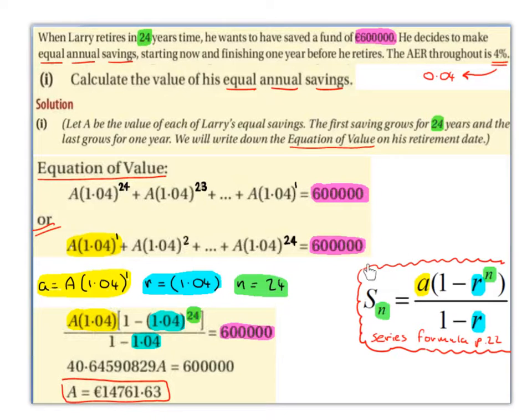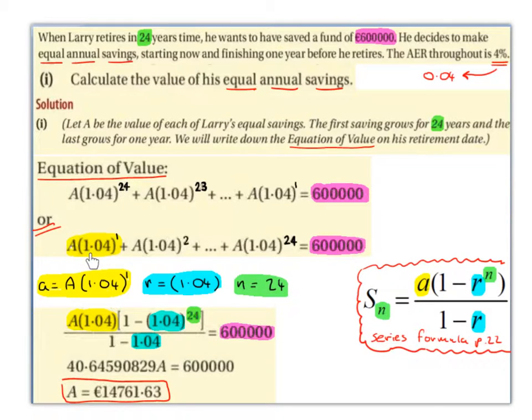Now we're going to use our series formula from page 22 of our formula book, which says that Sn is equal to a times 1 minus r to the power of n divided by 1 minus r. So the a is the first term, which is going to be A times 1.04 to the power 1. So we end up having A times 1.04 in our numerator. Technically it's to the power 1, but you don't need to write that in anymore. Then bracket 1 minus r, where r is going to be 1.04, because that's what we're multiplying each of these terms by. So the common ratio was 1.04.